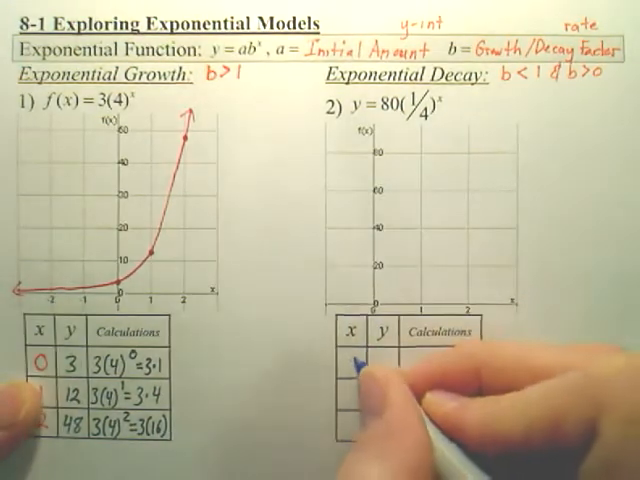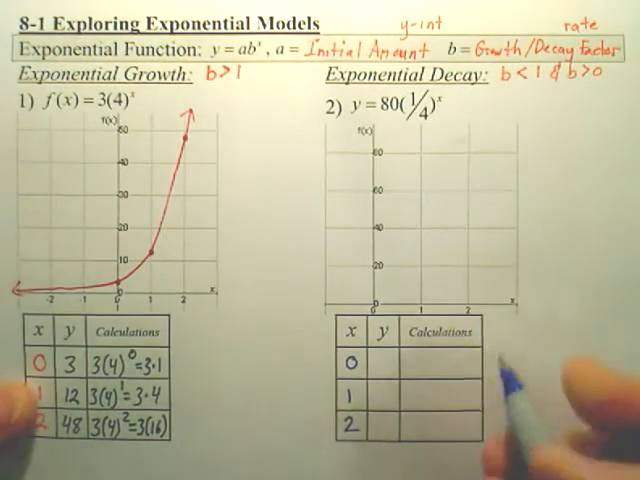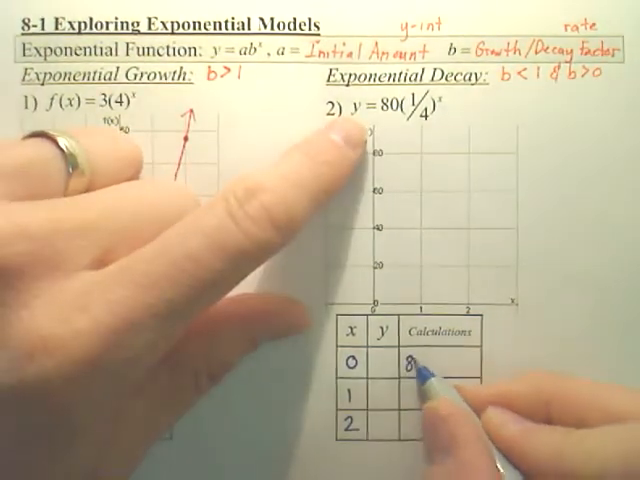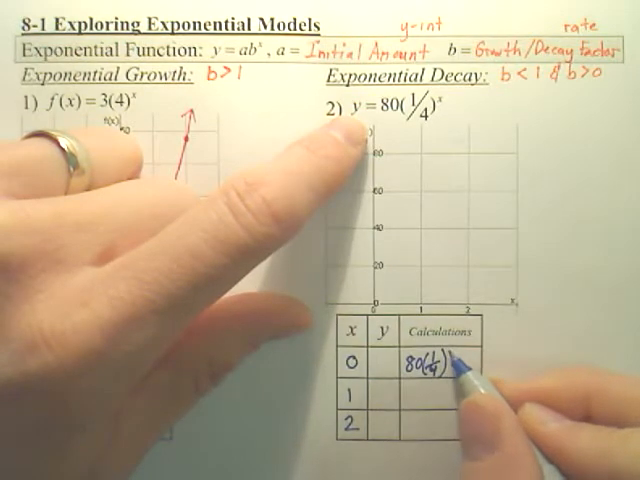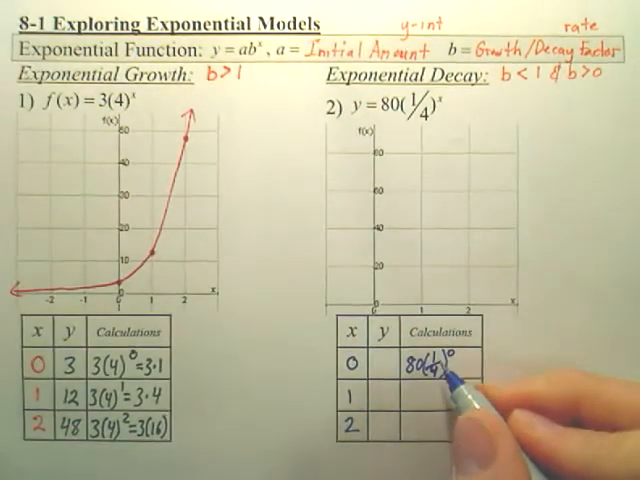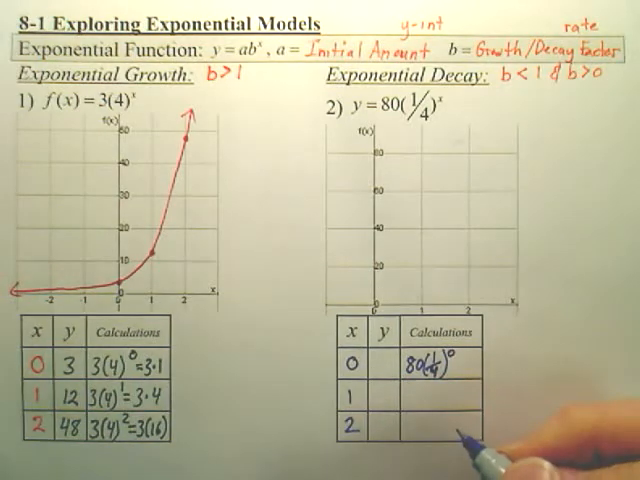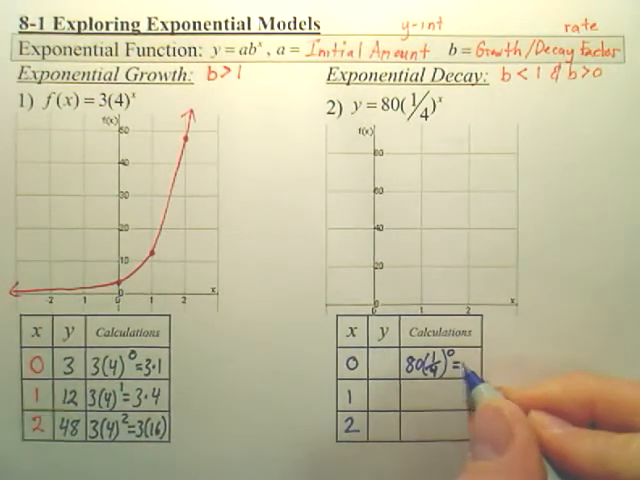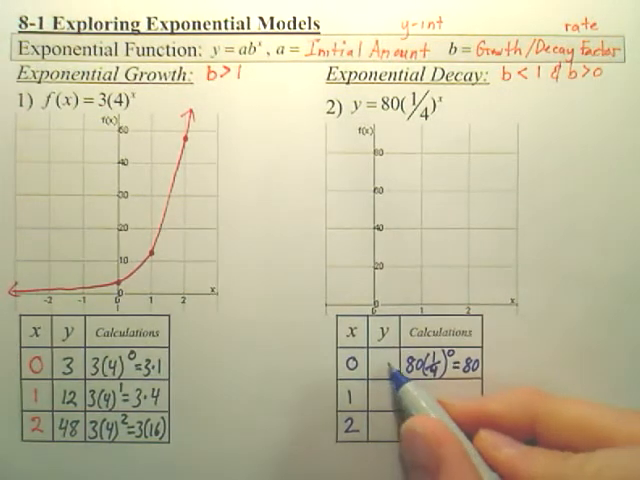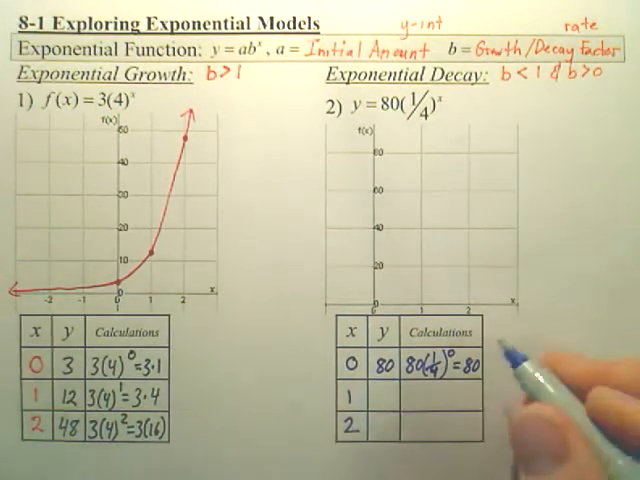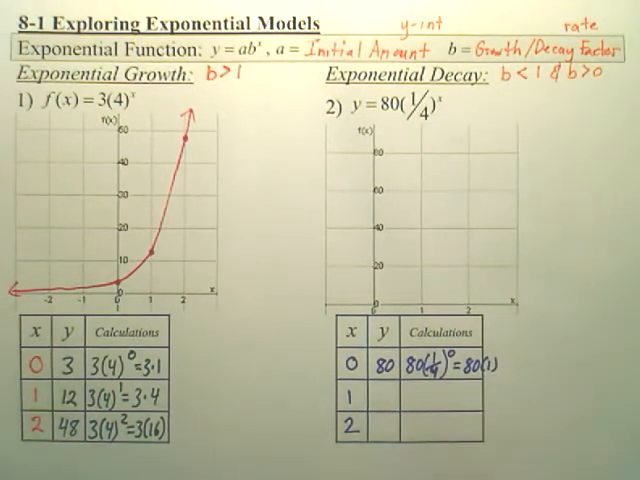Here's what I mean. We're going to plug in 0, 1, and 2. When you plug in 0, you get 80 times 1/4 to the 0. Now, what's 1/4 to the 0? That's 1. So that's simply 80. Okay? So that becomes 80. It's just 80 times 1.